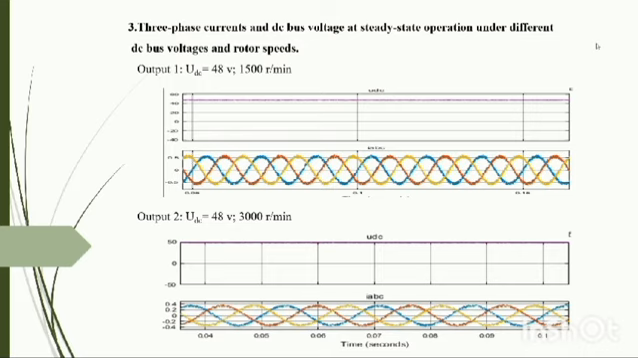Three-phase currents and DC bus voltages at steady-state operation. At bus voltage 48 volts and 1500 rpm, the DC bus voltage can be regulated to maintain the reference value 48 volts, and the three-phase currents of the BLDC are controlled to be sinusoidal stably by the proposed integrated control strategies. Similarly, three-phase currents and DC bus voltages are displayed at different bus voltages and rotor speeds.